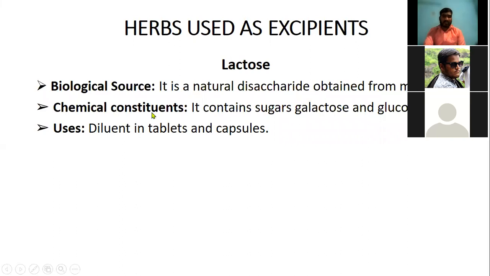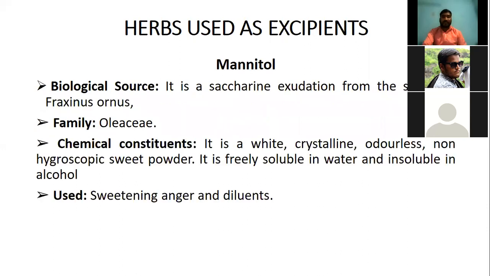Then the chemical constituents: it contains the sugars galactose and glucose. It is a carbohydrate, and basically it is used as a diluent, for making the volume, enhancing the volume or increasing the bulkiness of that material. So you can use it as a diluent in tablets and capsules. Then another one is mannitol.